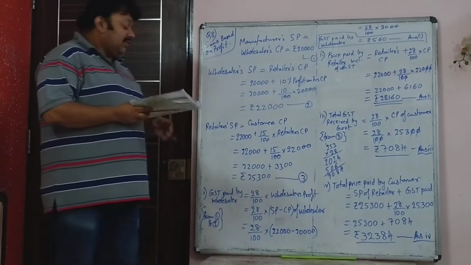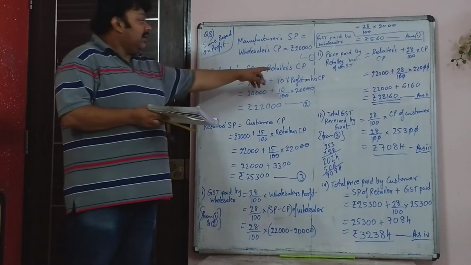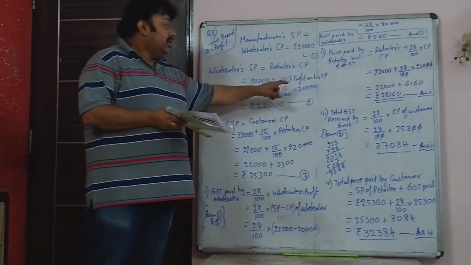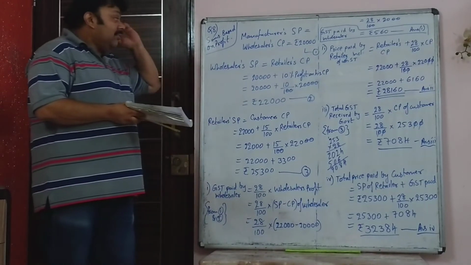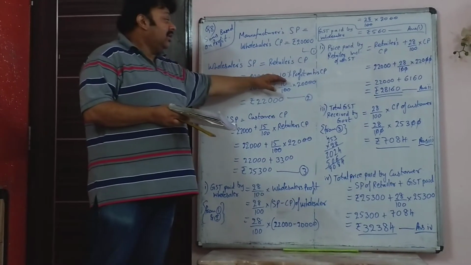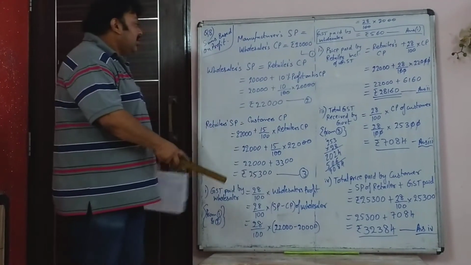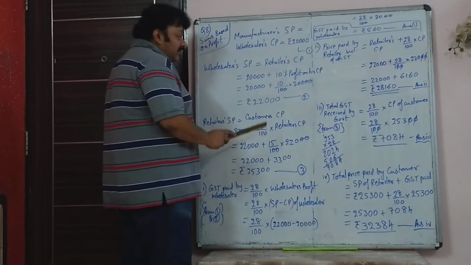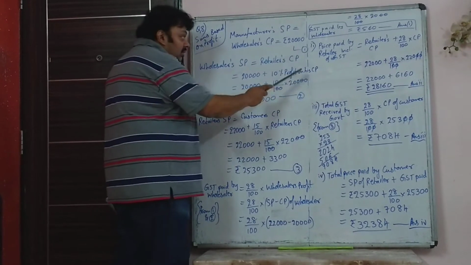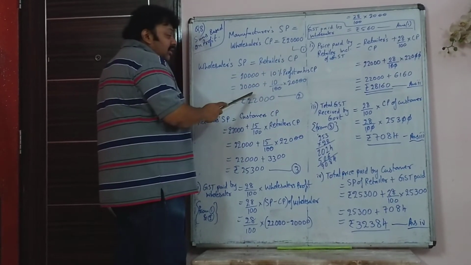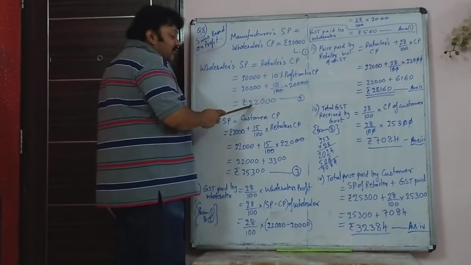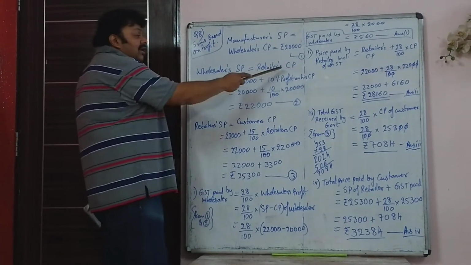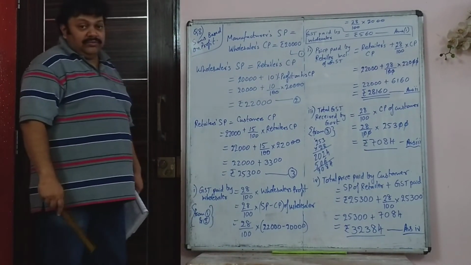So wholesaler's SP will be retailer's CP. Wholesaler is making 10% profit on his sale, on the cost price. So on this 20,000, he will make 10% profit. So wholesaler will sell it to retailer at 22,000.